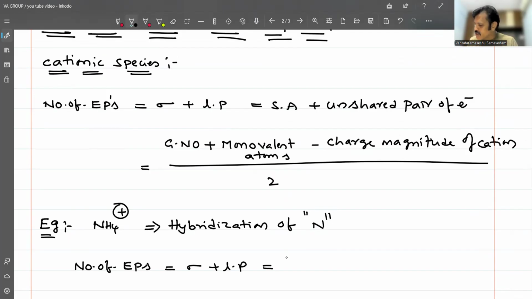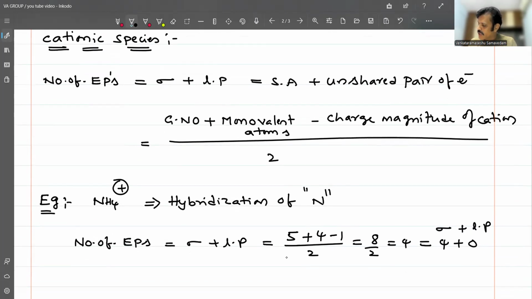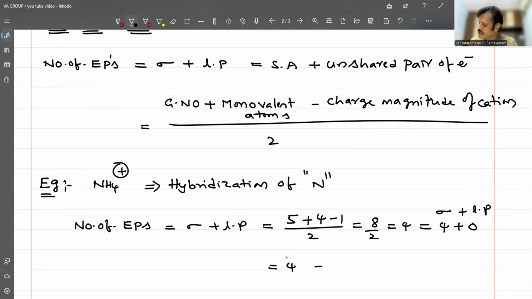So the group number of nitrogen is what? 5. Monovalent atoms are 4, minus 1 is the charge magnitude on the cation, divided by 2. Then you will get 8 by 2, which is equal to 4. Surrounding atoms are 4 and the lone pairs are 0. Sigma bonds are nothing but surrounding atoms; unshared pairs of electrons are nothing but lone pairs. Lone pairs in this species are 0. Finally, with 4 electron pairs, you will get sp3 hybridization.